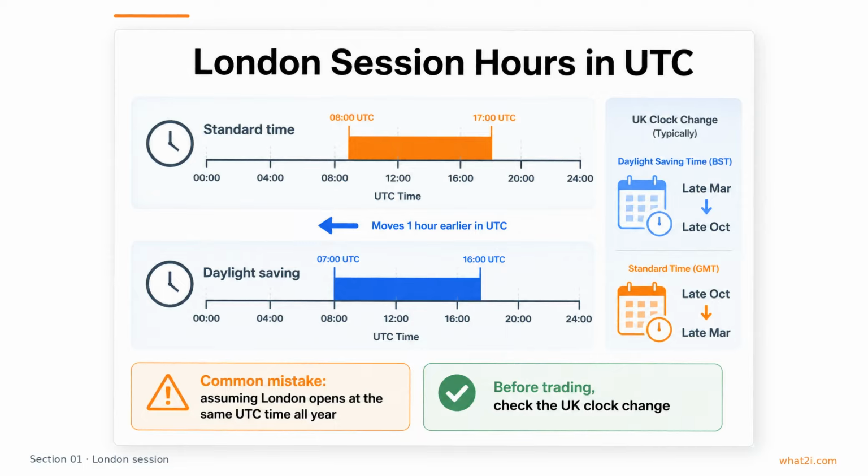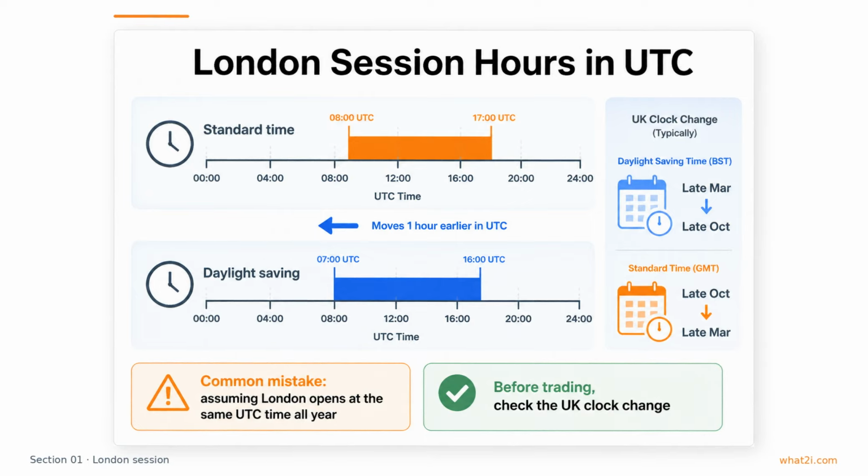One detail that catches many traders off guard is that London does not stay at the same UTC time all year. During standard time, the London session runs from 08:00 to 17:00 UTC, but during daylight saving time, it shifts to 07:00 to 16:00.